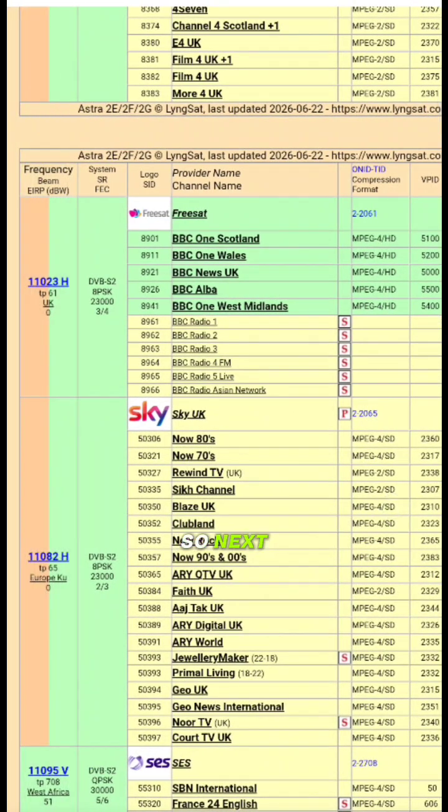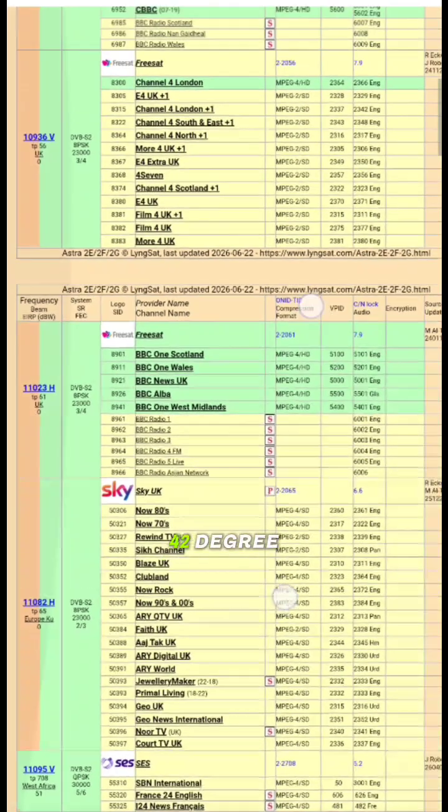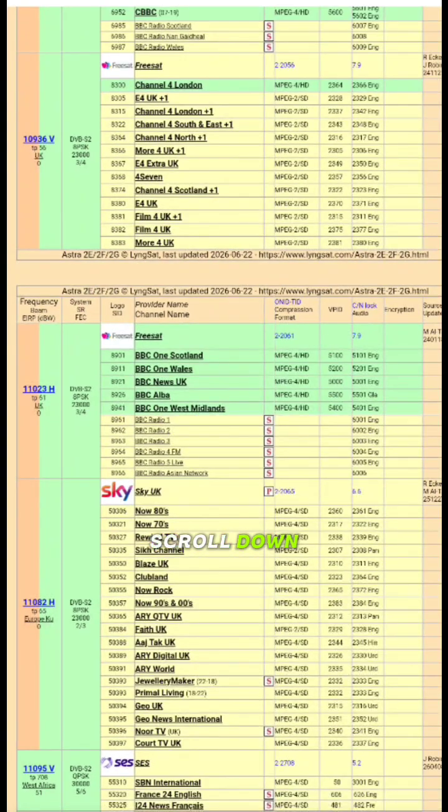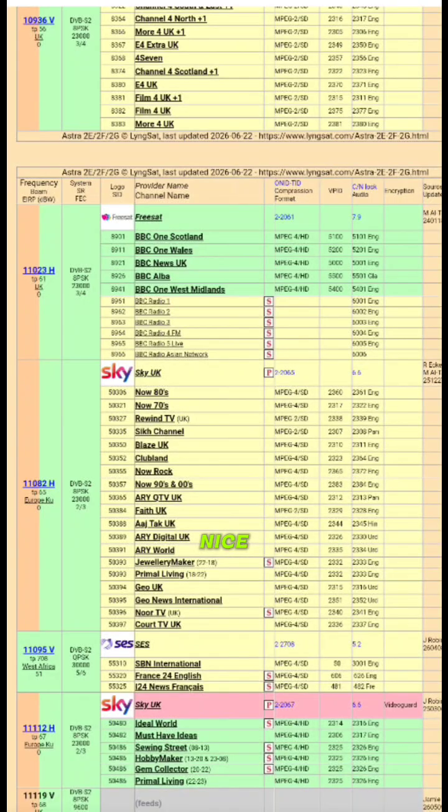So next time you want to track a satellite position, let's say you want to track LyngSat in Nigeria, which is around 42 degree east, just type in 42 degree east LyngSat. It will bring all the frequencies that are under 42 degree. Then you scroll down to where you have LyngSat, and you will see the frequency that you need to track.